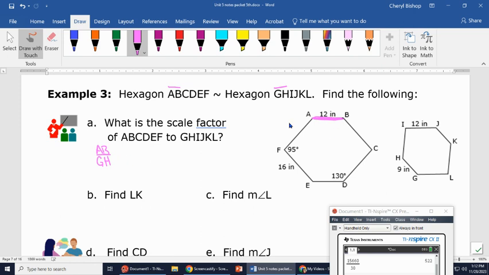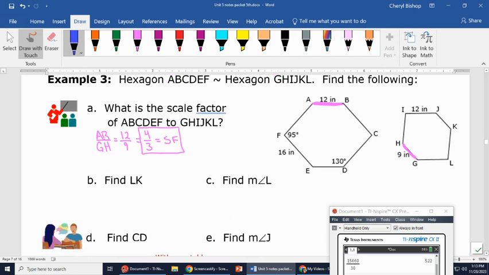Okay, well, AB is 12. GH is what? 9. Can I reduce that? What's 12 over 9? 4 over 3. I don't have to set up all those fractions. As long as I have one that works, that's all I need to find the scale factor. This is my scale factor. 4 to 3 is my scale factor. Okay?